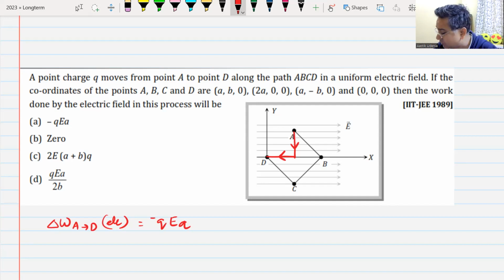Minus Q into E, E into A. Or you can find out the potential difference between point A and D. A is at a lower potential, D is at a higher potential. Potential difference between A and D, VA minus VD is minus E into A. From that also you can do this. So you can do it in any number of ways that you feel like. Do we understand this? Yes, sir.